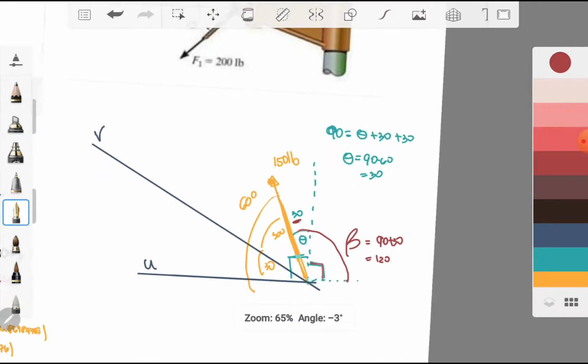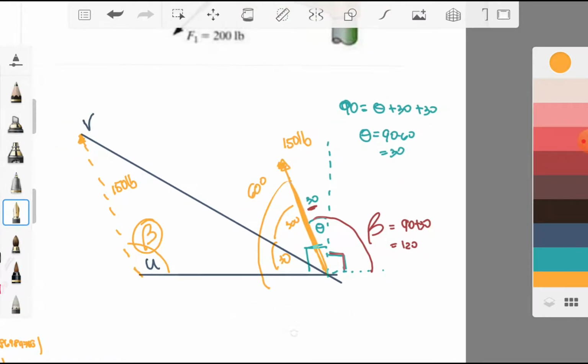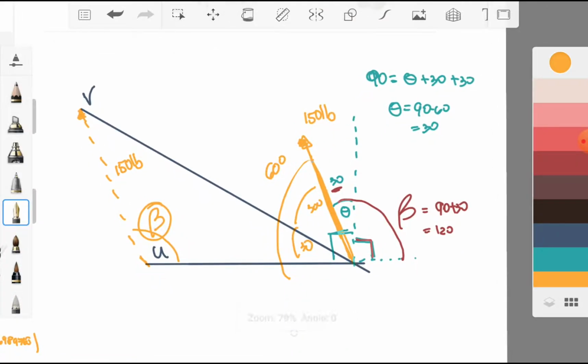So pag project ko tong 150 pounds dito sa tip ng y natin, so projecting our 150 pounds here, this is 150 pounds, you would notice that the angle beta is equal to actually to this angle, right? Parehas lang sila, okay? From your laws of triangles sa angle of beta. So how would we solve our U and V? Easy lang, di ba? By sine law or cosine law. But discretion yun kung anong gagamitin nyo. For me, I would use my sine law because it is easier.